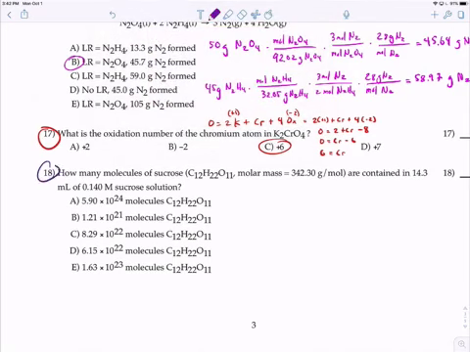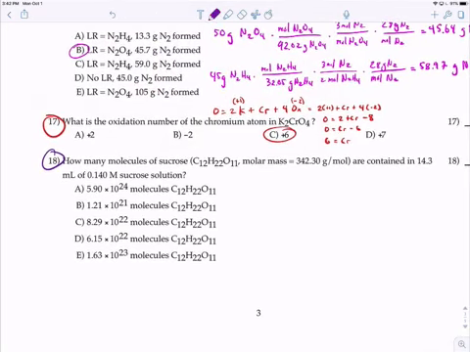Do purple. We haven't done purple yet. How many molecules of sucrose are contained in 14.3 milliliters of a 0.14 molar sucrose solution? So this is just meant to throw you off. You don't even need that information. So dimensional analysis again.